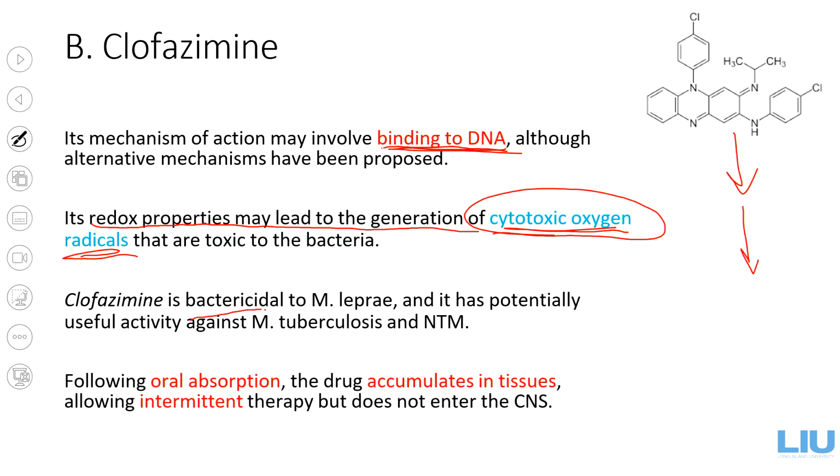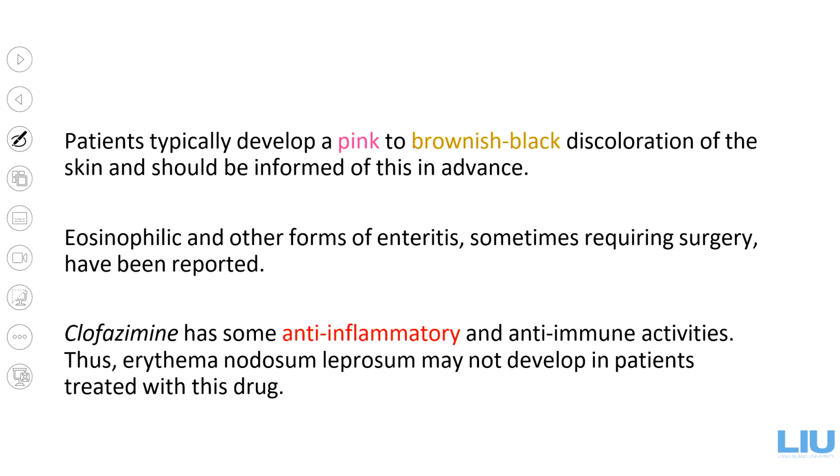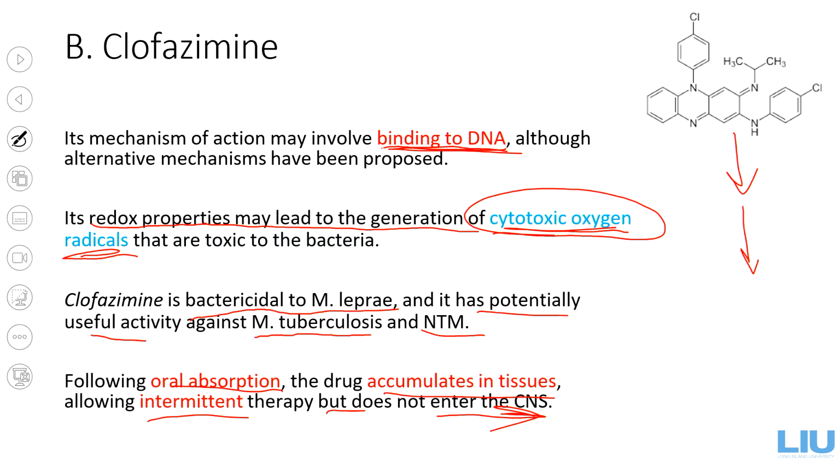It's bactericidal to M. leprae. It has potentially useful activity against Mycobacterium tuberculosis and the NTM. It is orally absorbed and accumulates in the tissue, allowing intermittent therapy, but does not go into the CNS. So far, so good. Questions about the clofazimine mechanism of action?